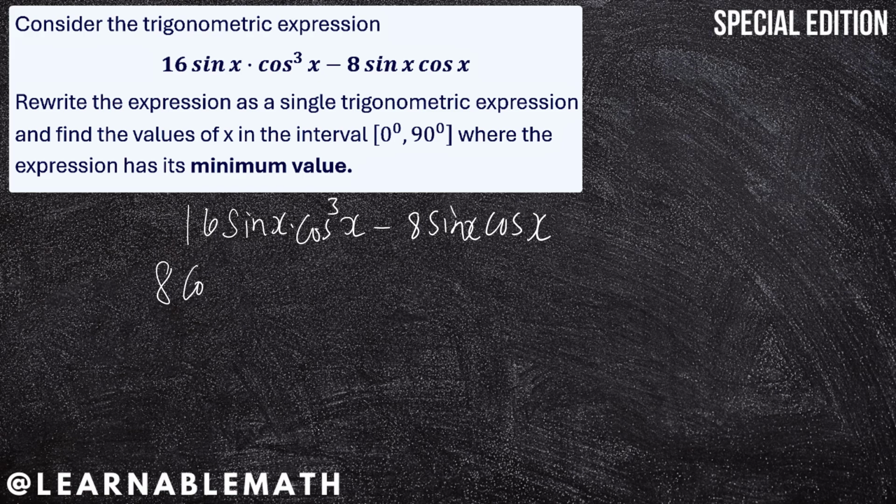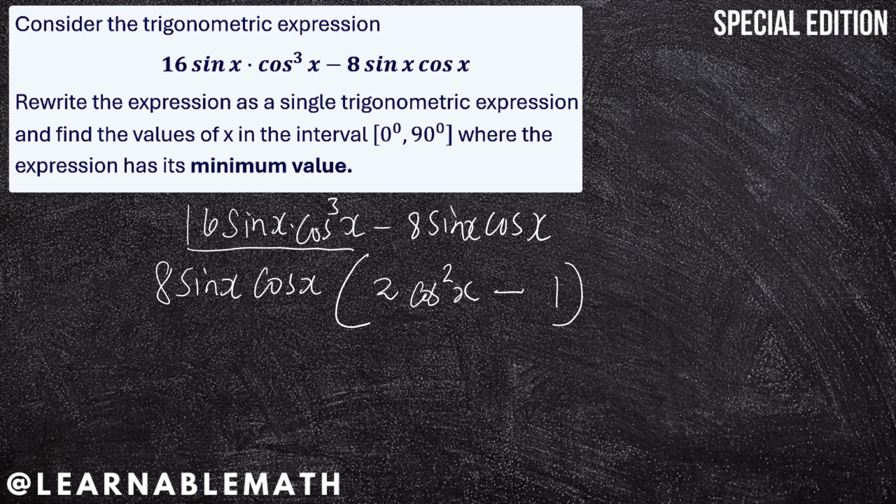If I take out 8 sine x cos x, what will I be left with? I'll be left with 2, because 8 times 2 gives us 16. Then sine x is gone, and cos cubed x divided by cos x leaves cos squared x. Then minus 1, because we have taken out the whole of that. When you take a factor out of brackets, it's like dividing by your factor, so it gives 1 there. You can see we are heading somewhere.